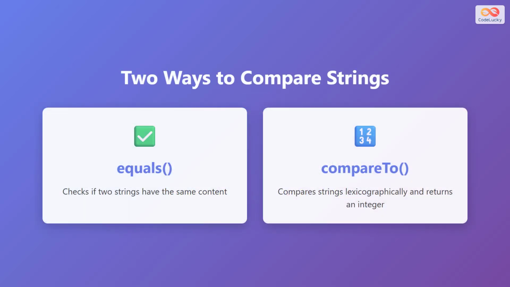Kotlin provides two primary ways to compare strings. The equals method checks if two strings have the same content. This is useful when you simply want to know if two strings are identical. On the other hand, the compareTo method compares strings lexicographically, which means it compares them alphabetically and returns an integer value. This is particularly useful for sorting operations or determining the order of strings.